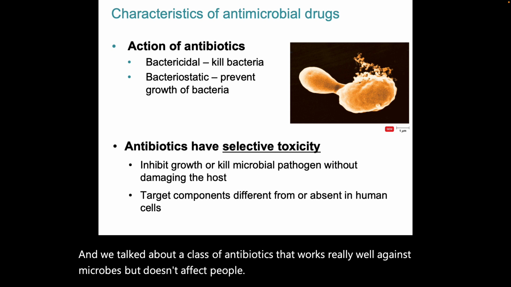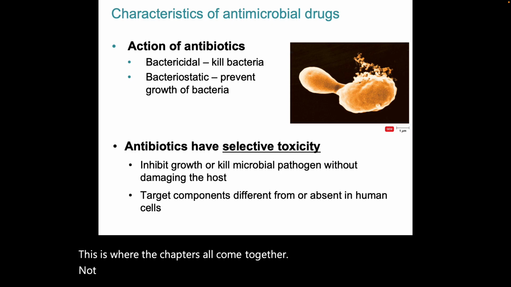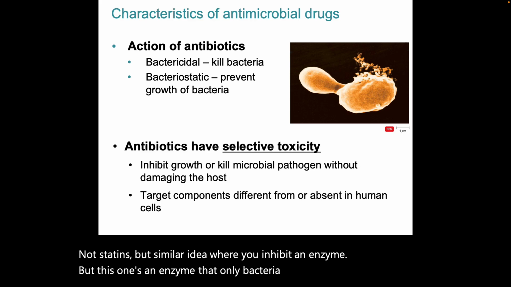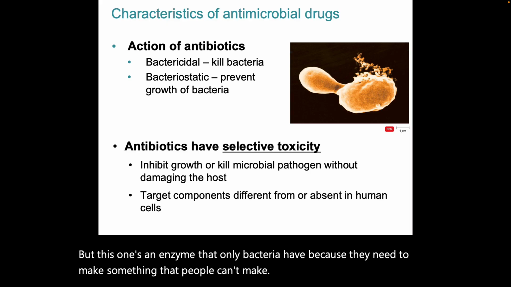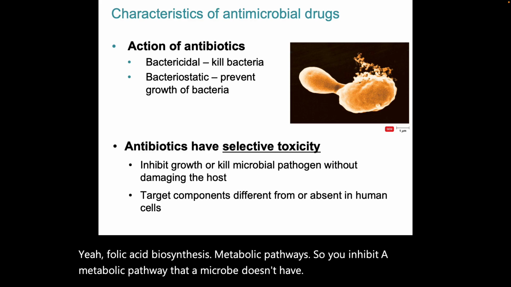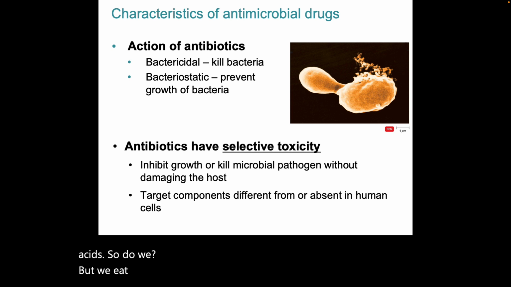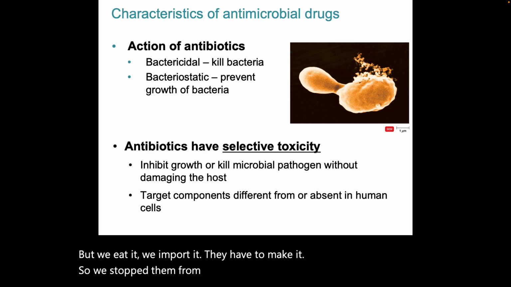This is where the chapters all come together. Not statins, but a similar idea where you inhibit an enzyme, but this one's an enzyme that only bacteria have because they need to make something that people can't make. Oh, is it the purple one? Yeah, folic acid biosynthesis, metabolic pathways. So you inhibit a metabolic pathway that a microbe does have that we don't. Microbes have to have folic acid, so do we. But we eat it, we import it. They have to make it. So we stop them from making it. They're not capable of importing it, they die.